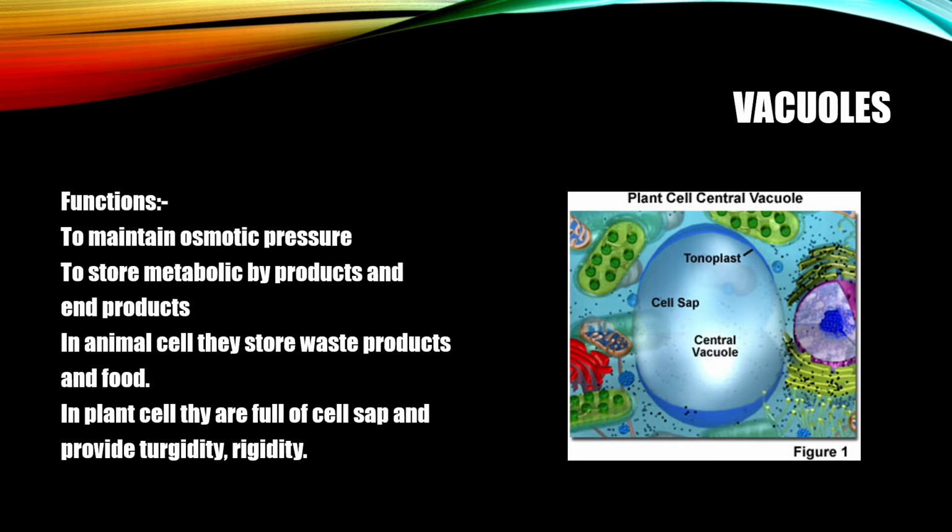The functions of vacuole are as follows. To maintain the osmotic pressure of the cell, we have studied what is osmotic pressure, the water level. To store metabolic byproducts and end products, the byproducts and end products are glycogen, protein, water, etc. In animal cell, they store waste products and food, while in amoeba, it stores food before digestion. In plant cell, vacuoles are full of cell sap and provide turgidity and rigidity to them.